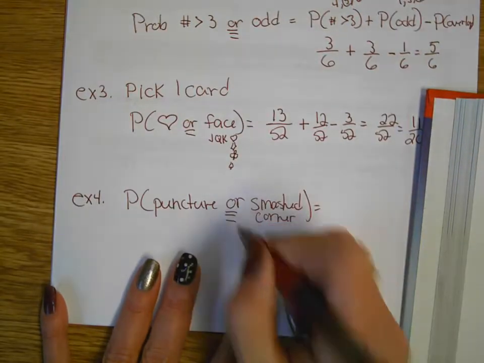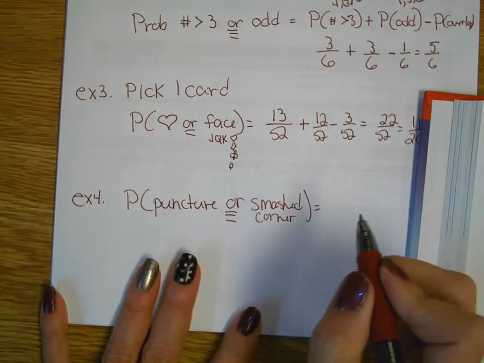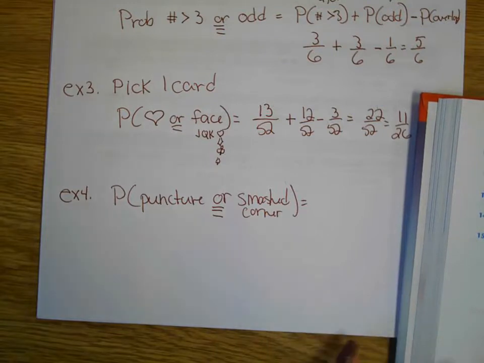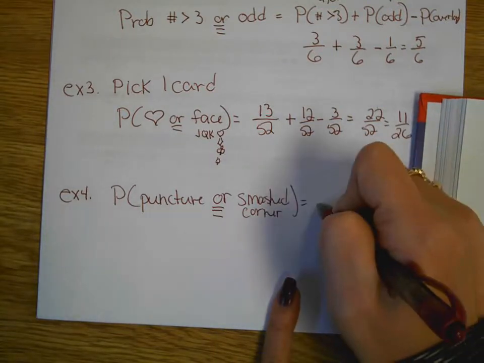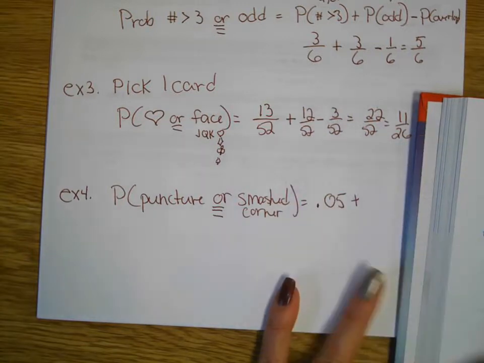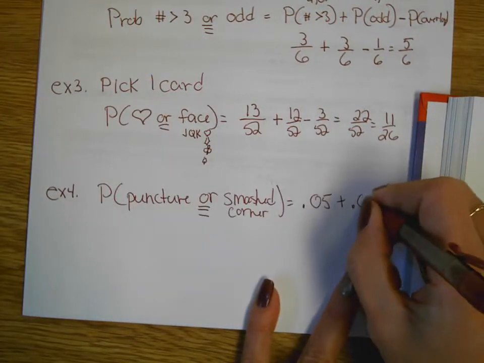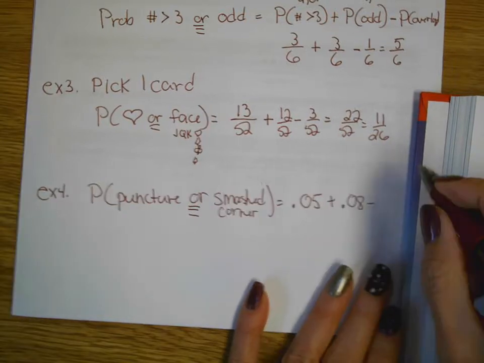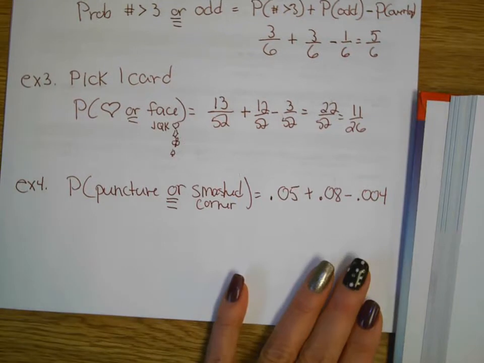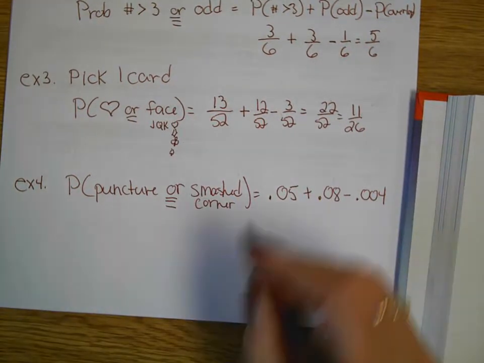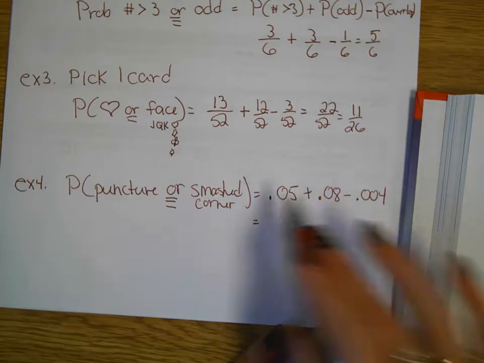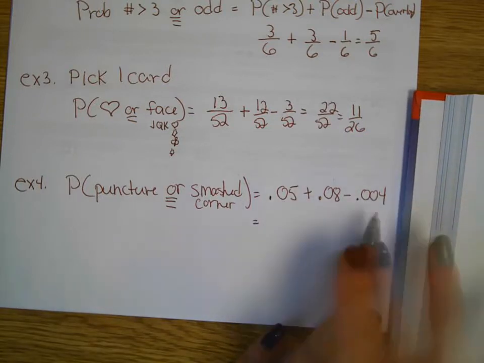So anytime you see or, you think add, and do I need to subtract anything? So puncture, if I go back in the reading, that was 0.05 for a puncture, 0.08 for a smashed corner, and 0.004 that has both of them that were double counted. Because if it had both, they're counted for the smashed corner and they're counted for the smashed edge.